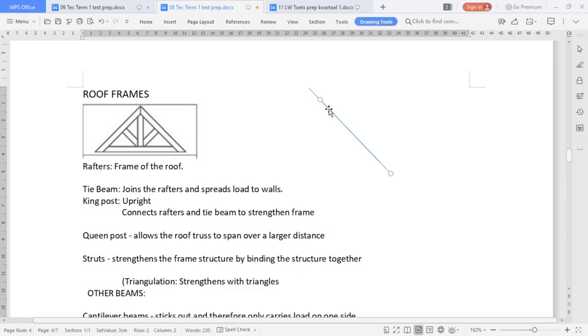So the rafters are two pieces that come together like this. You can see here it makes almost a V shape. So that's the rafters, which is the frame of the roof.